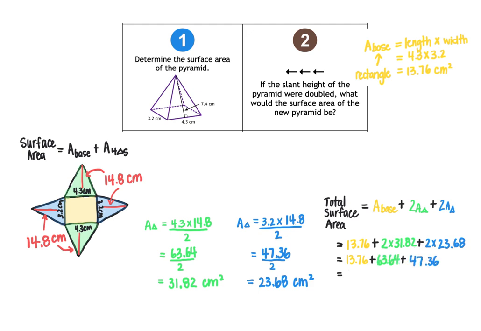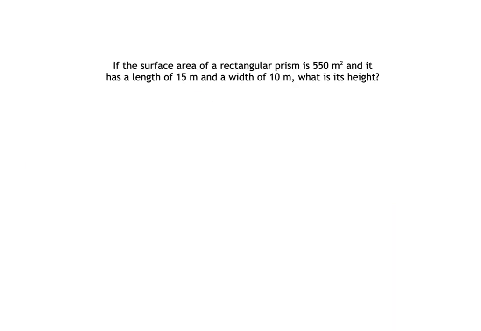So our new total surface area will be 124.76 centimeters squared. So we'll notice that our new surface area hasn't quite doubled the original surface area. This question is asking us to consider if the surface area of a rectangular prism is 550 meters squared and it has a length of 15 meters and a width of 10 meters, what its height would be.